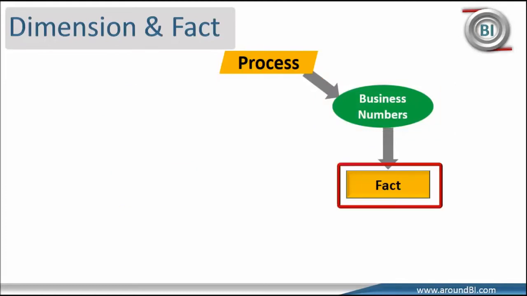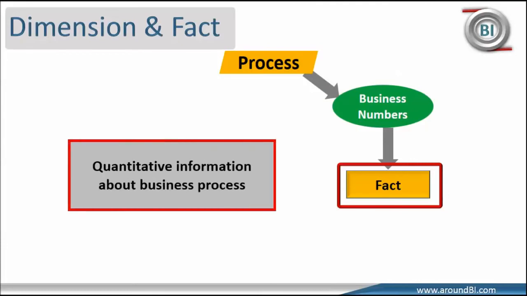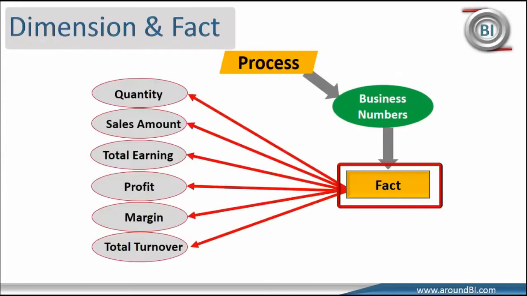We will talk about facts first. So fact in data warehouse provides quantitative information about business process. That's why they are also called as measurements or metrics. Quantity sold, sales amount, total earning, profit, margin, total turnover. These are some common examples of facts.